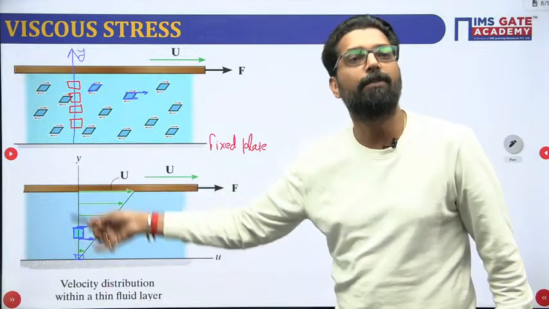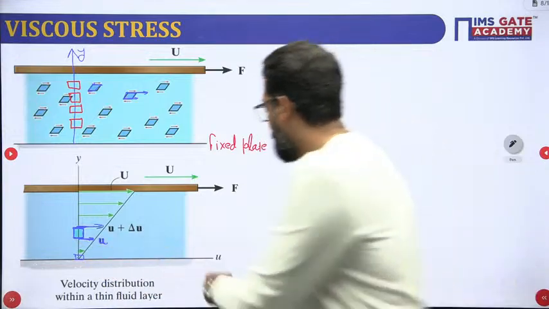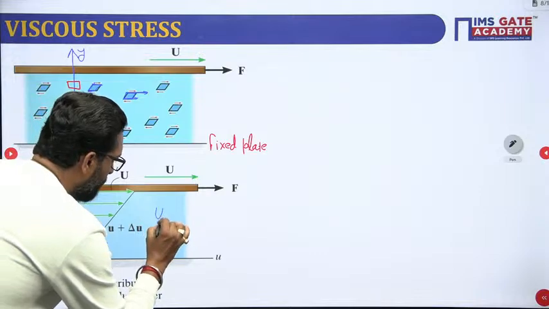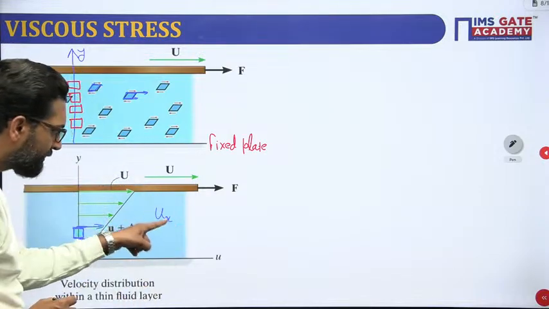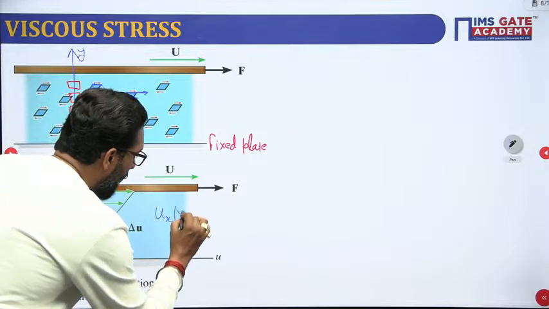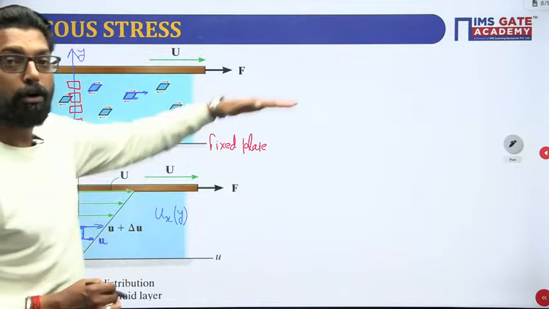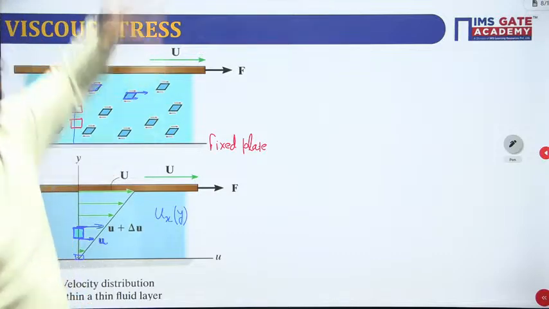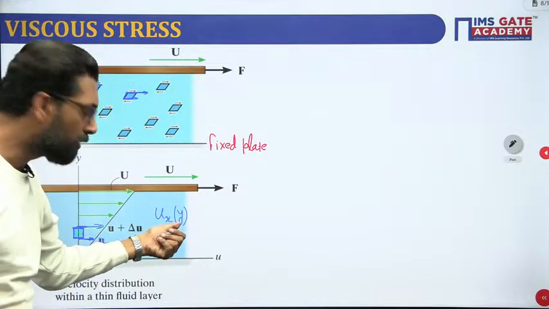The variation of the velocity along the y-axis, and which component of the velocity? The X component of the velocity. So how to denote this one? Velocity in the x component is denoted by u, you can say ux. So ux is the velocity in the x component, and that will vary along the y direction. Why? Because for the deformation, you have to take layer by layer. It is in the y direction. So it is a function of y.